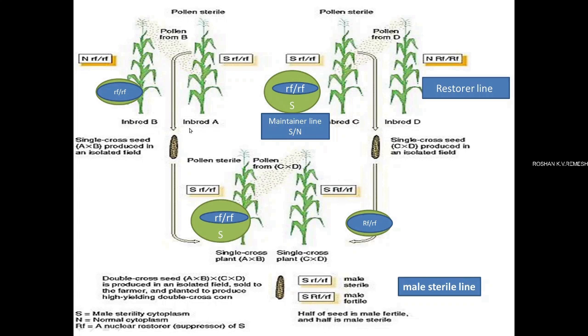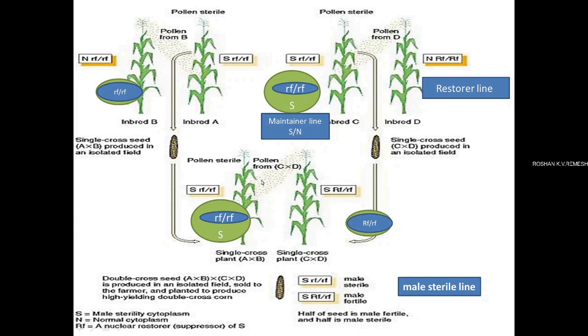So after the cross of the B and A lines, and the C and D lines, we have obtained two kinds of progenies. One has sterile cytoplasm, and both of its RF genes are homozygous in nature. The other plant has cytoplasm that is again sterile, but its nuclear RF genes are heterozygous in nature. So this is a male sterile plant.